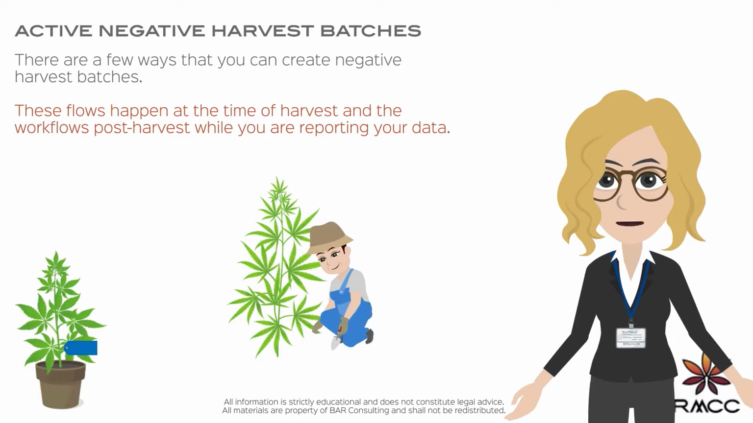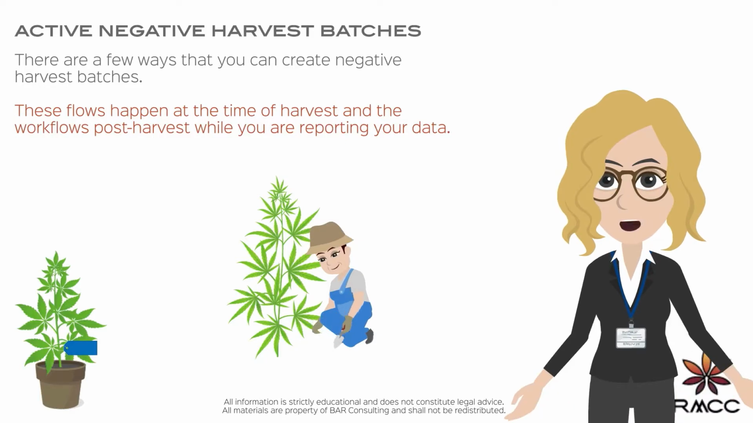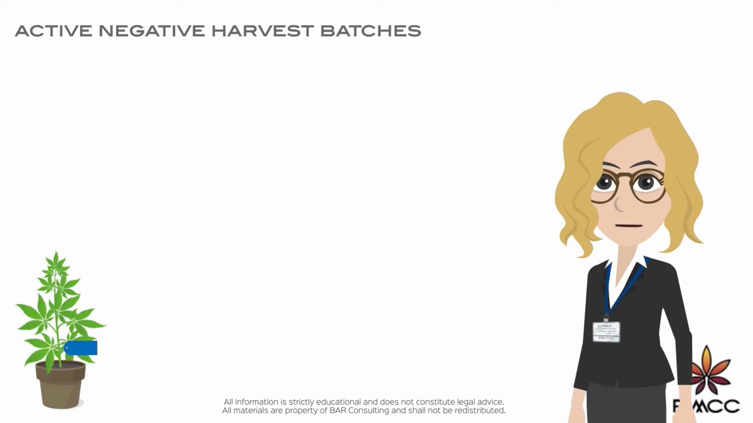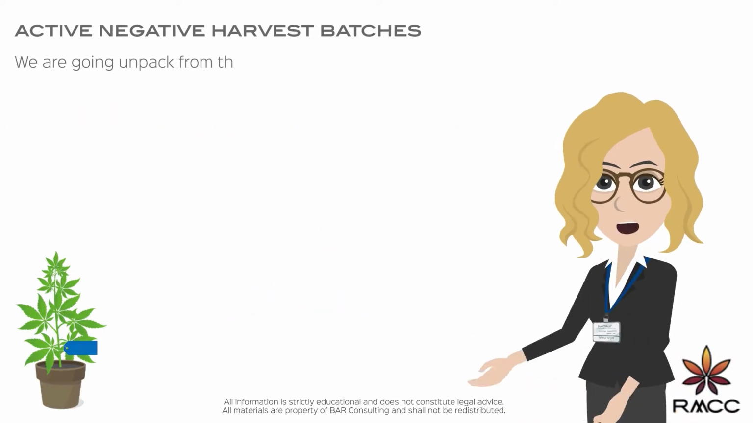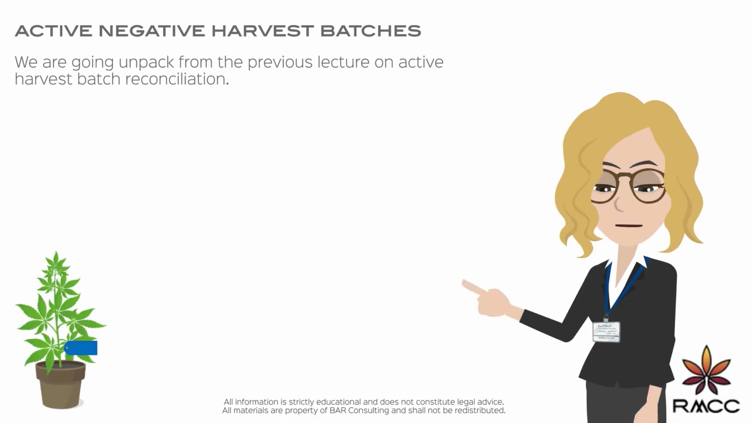High level, there are three flows that can create negative harvest batches. These flows happen at the time of harvest and the workflows post harvest while you're reporting your data. This lecture, we are going to unpack a little further from the previous lecture of active harvest batch reconciliations.